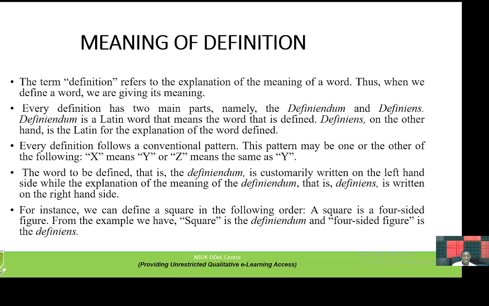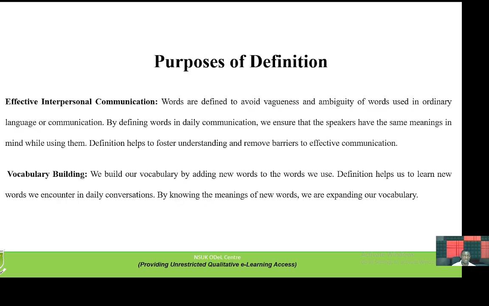So for instance, if we define a square as a four-sided figure, from this example we discover that square is the definiendum, and four-sided figure is the definiens. The definiendum is always on the left hand side, and the definiens on the right hand side. Take note of that. What are the purposes of definition?